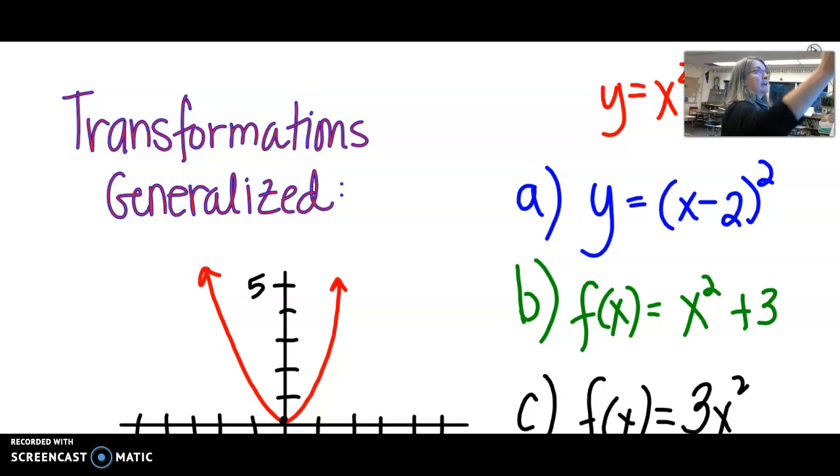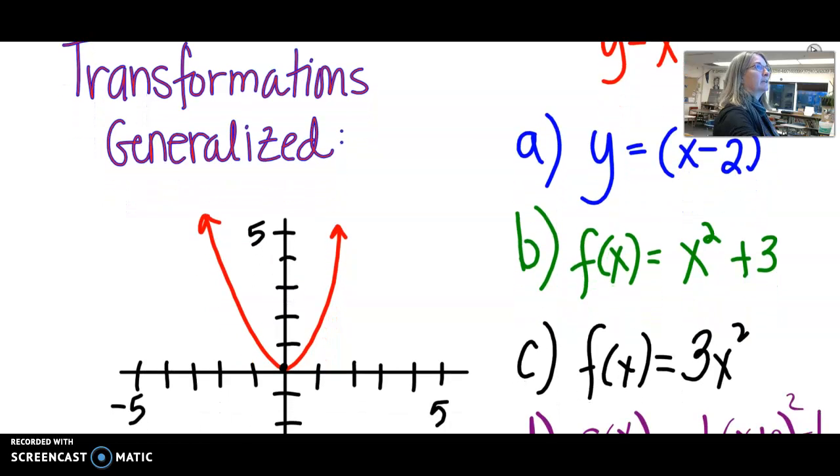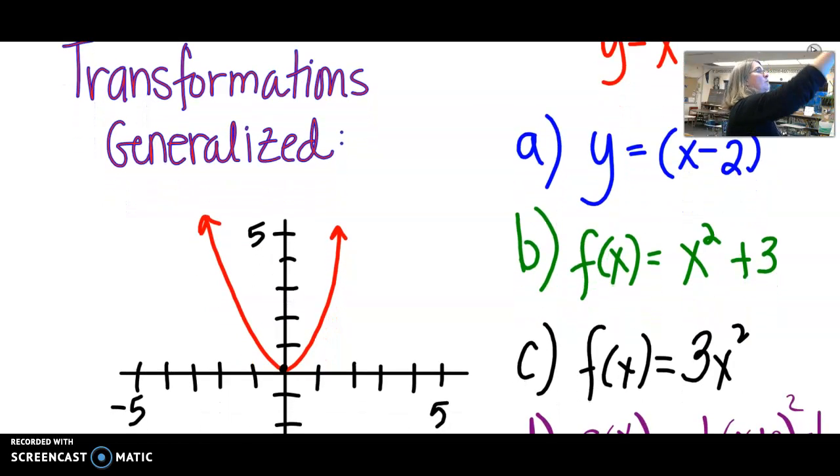Okay, so let's look at some transformations of this graph of y equals x squared. Let's say that we have y equals (x minus 2) squared. I want you to think about how that affects the graph and compare that to the parent function y equals x squared. So I'm going to just trace right over this guy. What does the minus 2 in the parentheses do to the graph? I want you to be thinking about these answers before I say them.